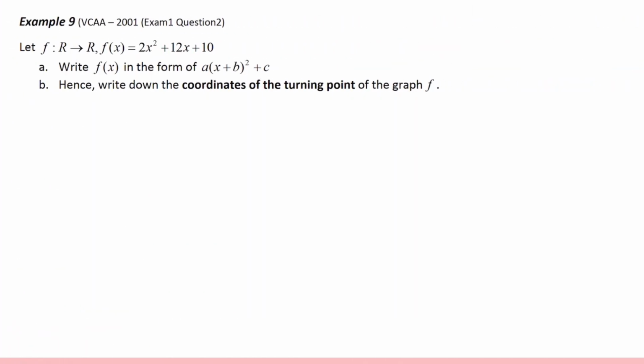All right, the next one, this one's going to use concepts of completing the square. The whole question says, let f, that's the function, that's the rule, f of x equals 2x squared plus 12x plus 10. Write f of x in this particular form. So this is turning point form.